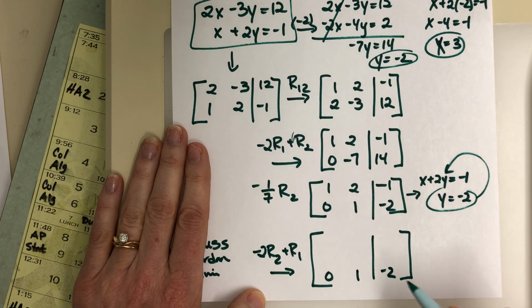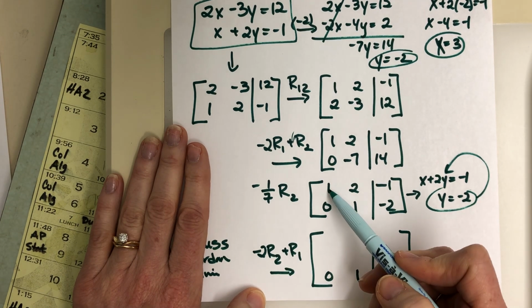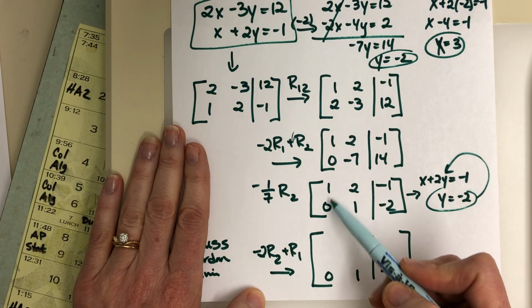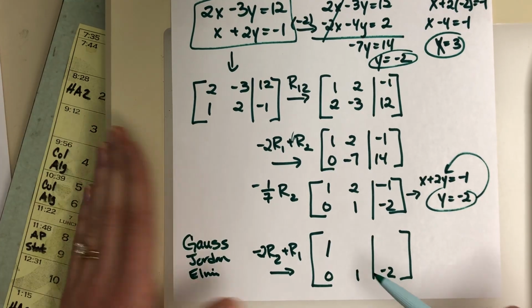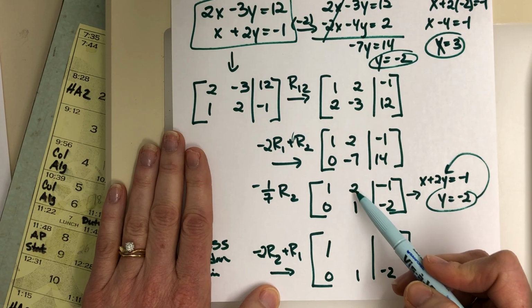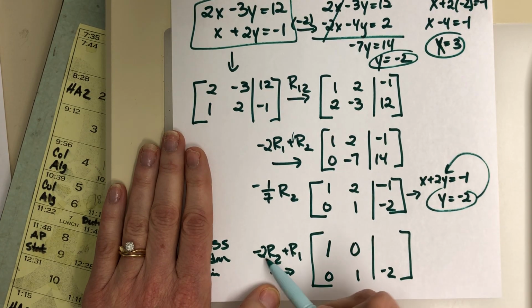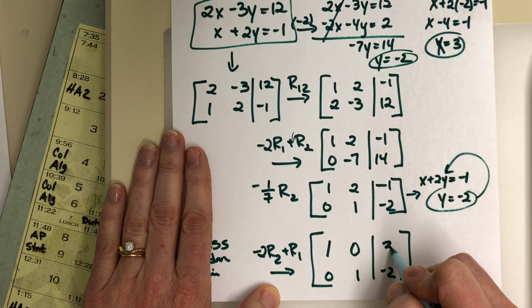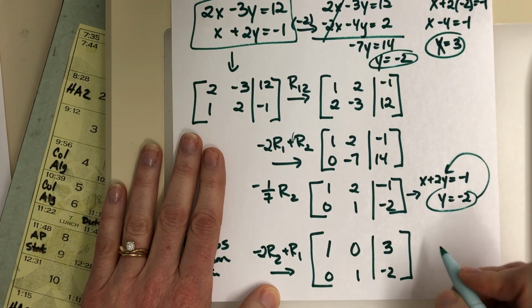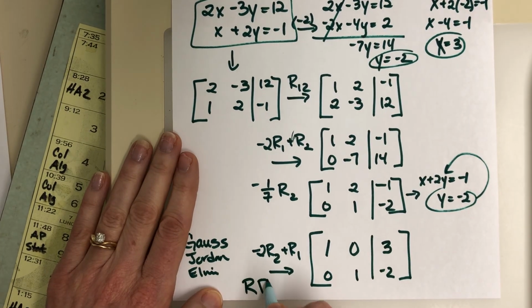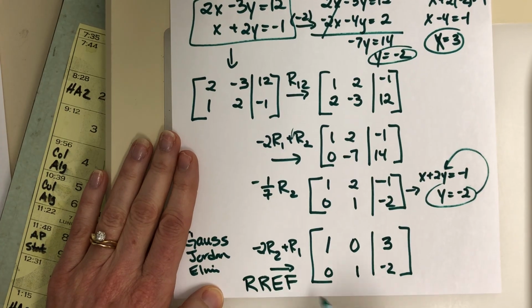And so I'm going to multiply negative 2 times 0, which is 0, plus 1 is 1. Notice it preserves the 1 there. Negative 2 times 1 is negative 2 plus 2 gives me 0. Negative 2 times negative 2 is positive 4. Positive 4 minus 1 is 3. So right away, I can see that this is in reduced row echelon form, or RREF.